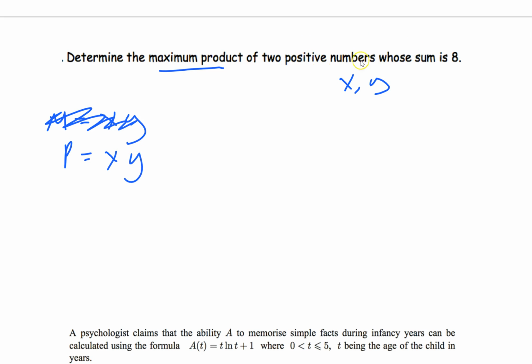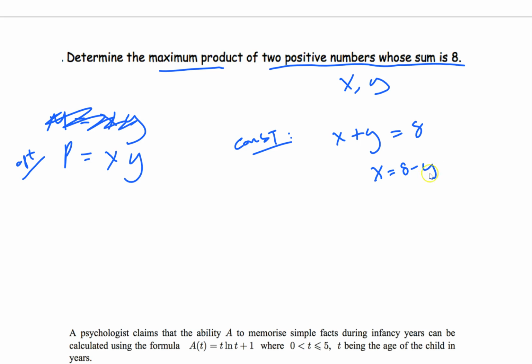So they tell you this other information. Two positive numbers whose sum is 8. That's your constraint. So this is what I'm trying to optimize. My constraint is that when I add them up, the sum equals 8. Right? So it's the exact same type of problem we just did earlier, just a much smaller scale. So I'm like, okay, get one of these variables by itself, it doesn't matter which one. Let's put x equals 8 minus y. Plug that into this one. There's no more x.